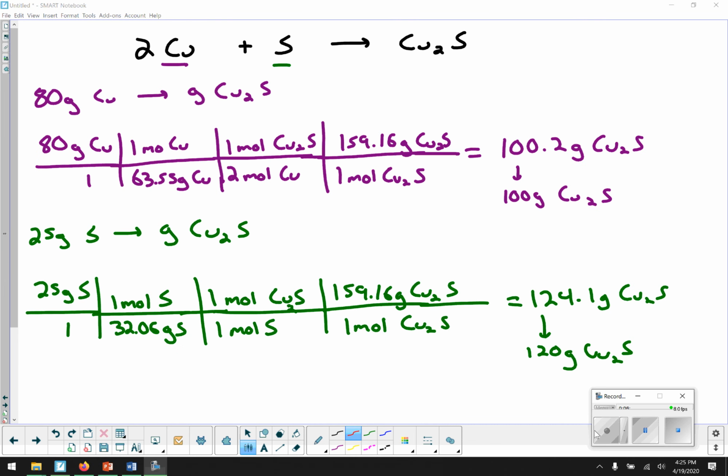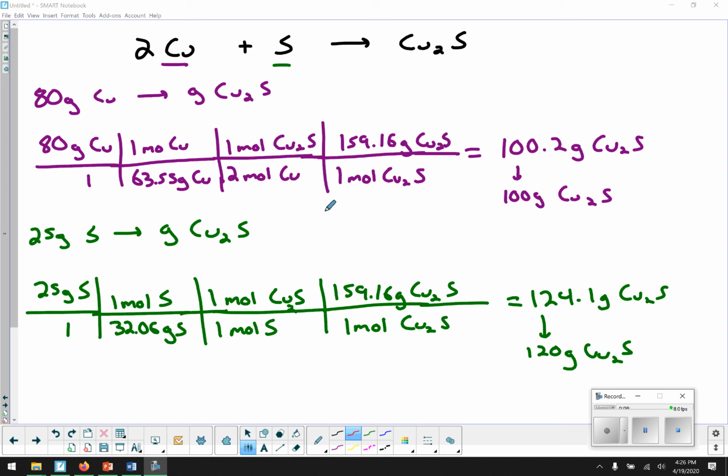Okay, so I've set up 2 stoichiometry problems. One starting with the 80 grams of copper and converting it to grams of copper 1 sulfide, and one starting with 25 grams of sulfur and converting it to copper 1 sulfide. This is just like the stoichiometry problems we did last week, or well, 2 weeks ago, last school week. I just take the 80 grams for the first one, convert it to moles by dividing by the molar mass, and then I change chemicals.